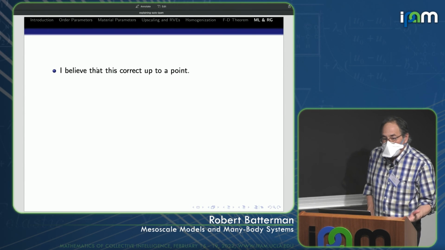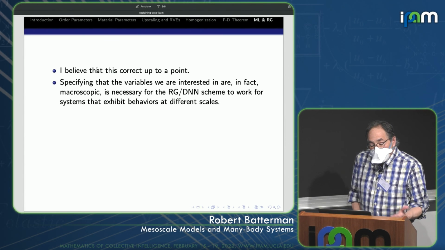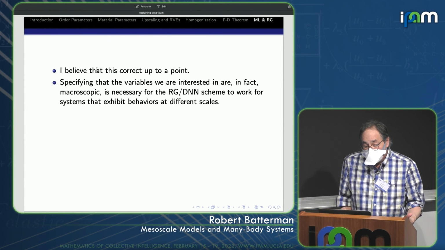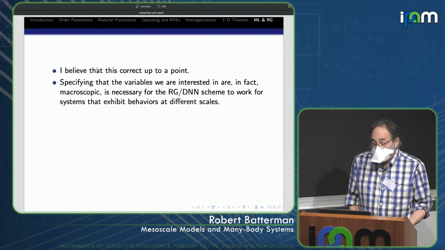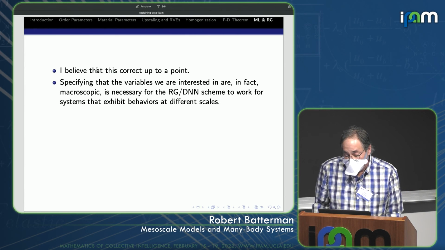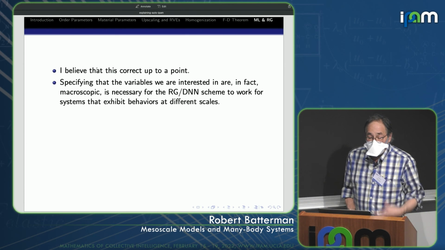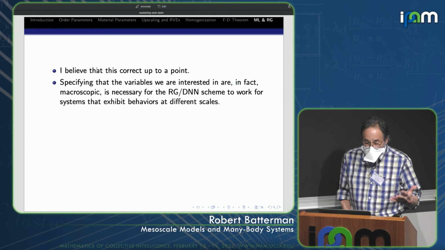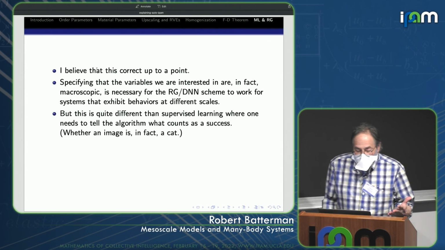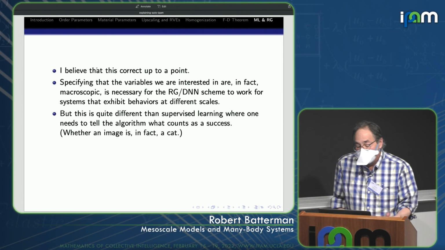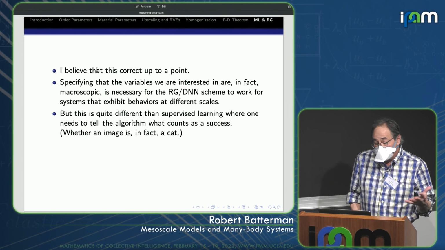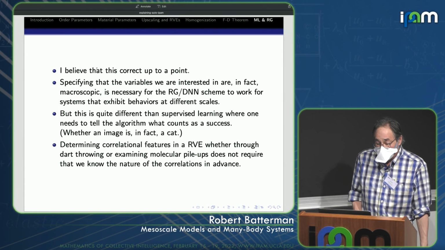So I think that's right up to a point. We do need to specify that the variables we're interested in are, in fact, the macroscopic ones, and that's necessary for the RG scheme to work for systems that exhibit behaviors at different scales, especially if we're interested in the ones at higher scales. But I think that's quite different than supervised learning, where one needs to tell the algorithm what counts as a success, whether the image is in fact a cat, for example.